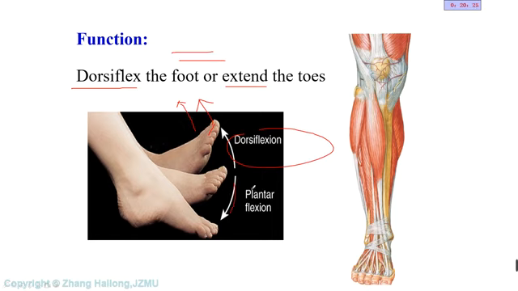Dorsiflexion, another name is extension. They are equal. Moving downwards, we name it plantar flexion. So going upwards or downwards, in normal terms they are extension and flexion, dorsiflexion and plantar flexion. We name dorsiflexion as extension and plantar flexion as flexion. In daily life, we think of both as flexion, so they name them dorsiflexion or plantar flexion.